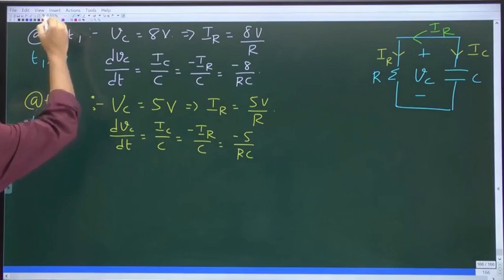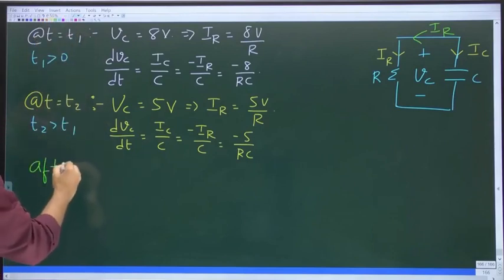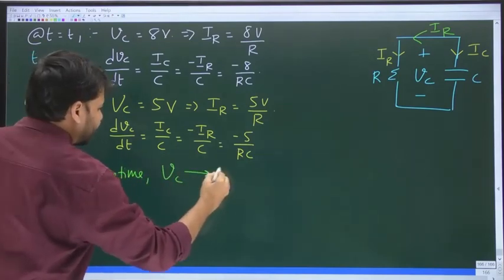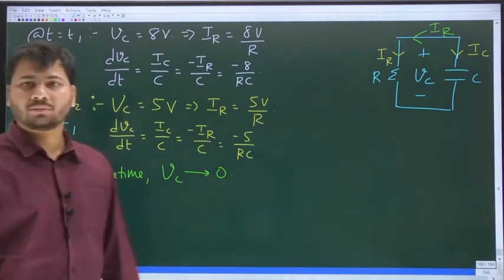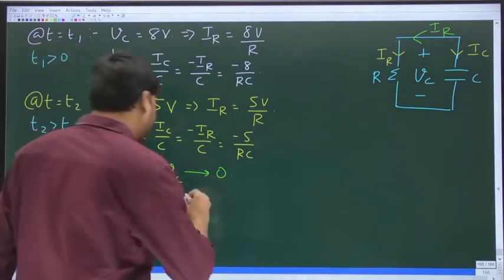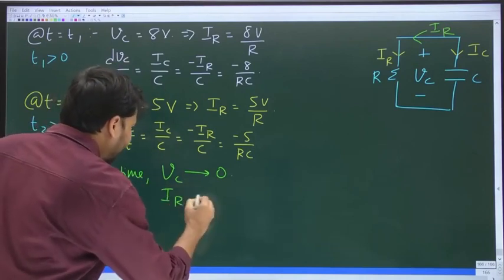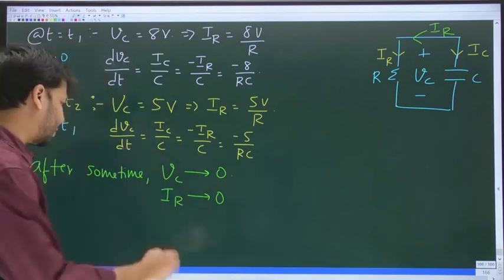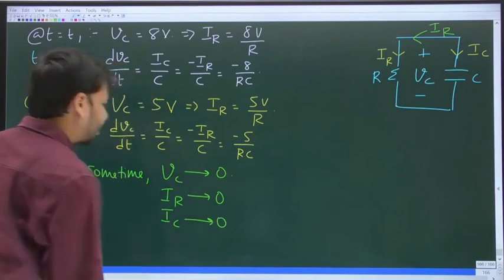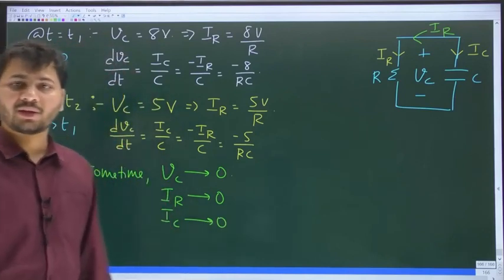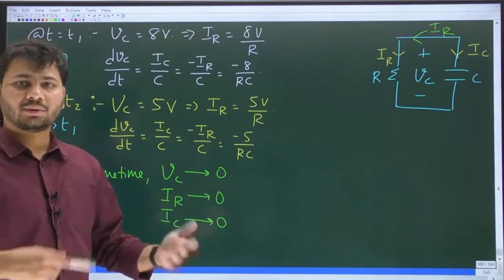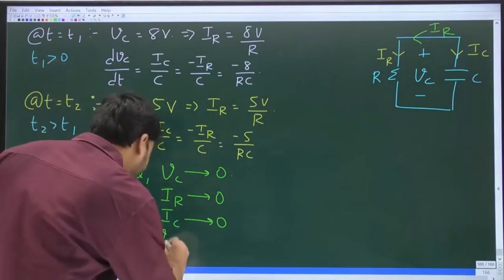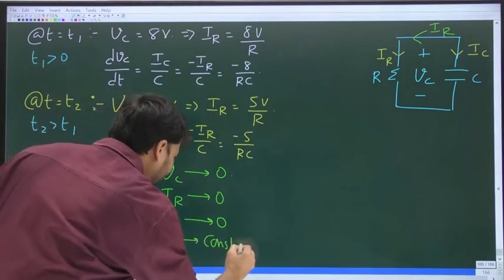So in this way, as the capacitor voltage continues to decrease, after some time, Vc approaches what? 0. Yes, when Vc approaches 0, then the current drawn by the resistor also approaches what? 0. If the current through the resistor is 0, even the current through the capacitor becomes what? 0. If the current through the capacitor becomes 0, then charging or discharging will not take place.